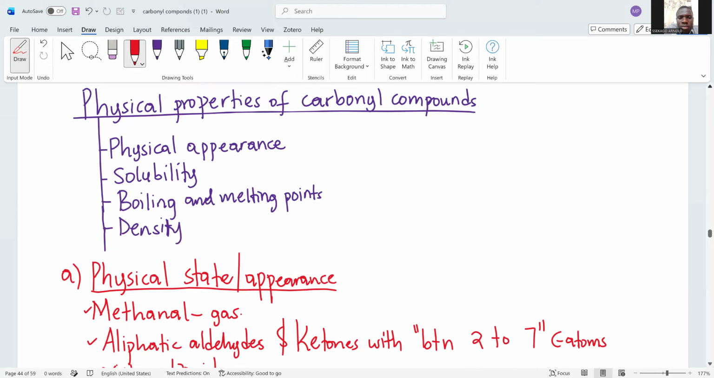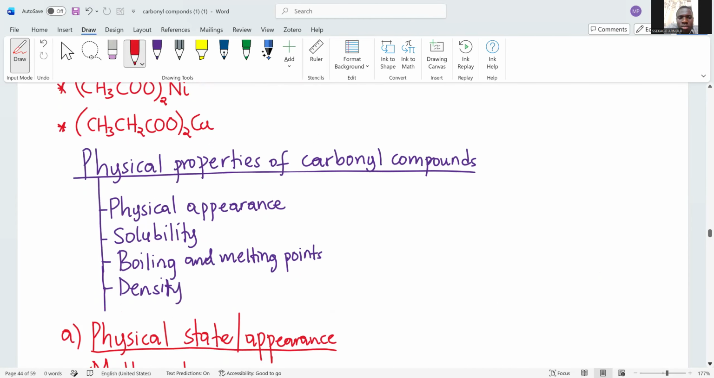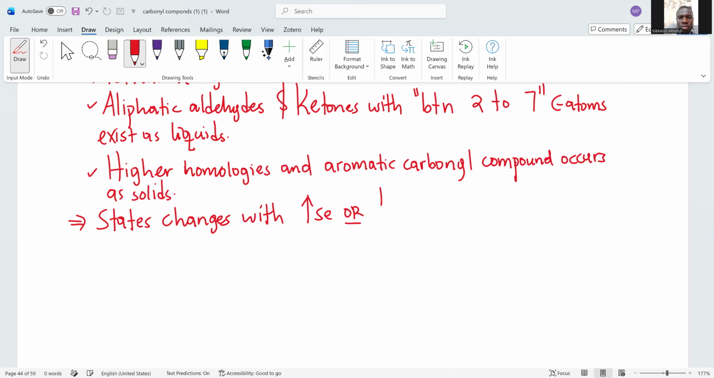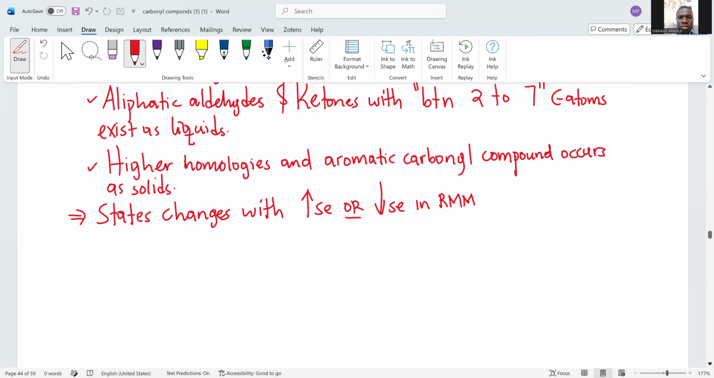That is physical appearance. What is important to note here is that the state changes with increase or decrease in relative molecular mass of the compound.